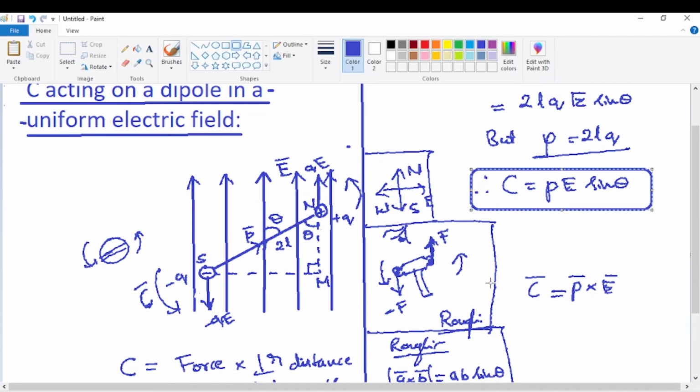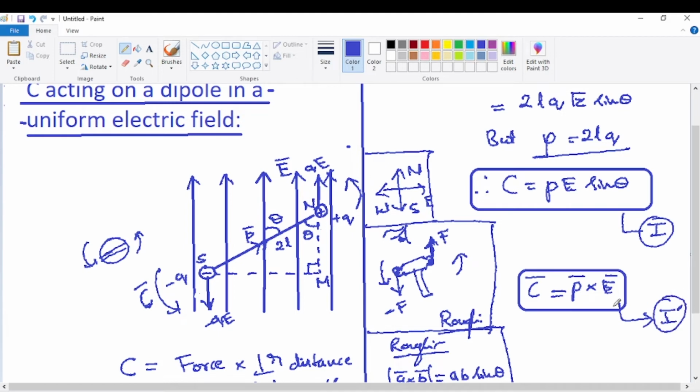And in vector notation, this can also be written like this. It is not difficult to remember the vector notation, because AB sin theta is A cross B, and PE sin theta is P cross E. So both are very useful equations. This is called main result 1, and this is 1 dash. It's not much different, only the vector notation, but it's less useful.